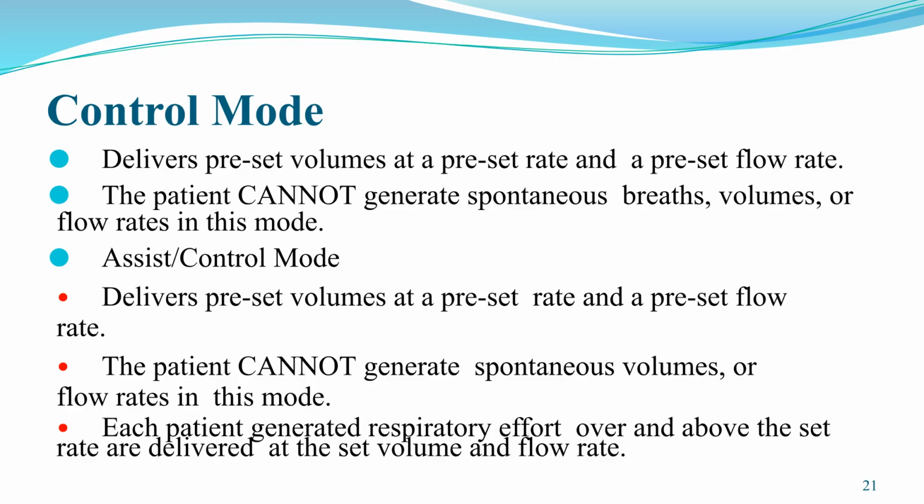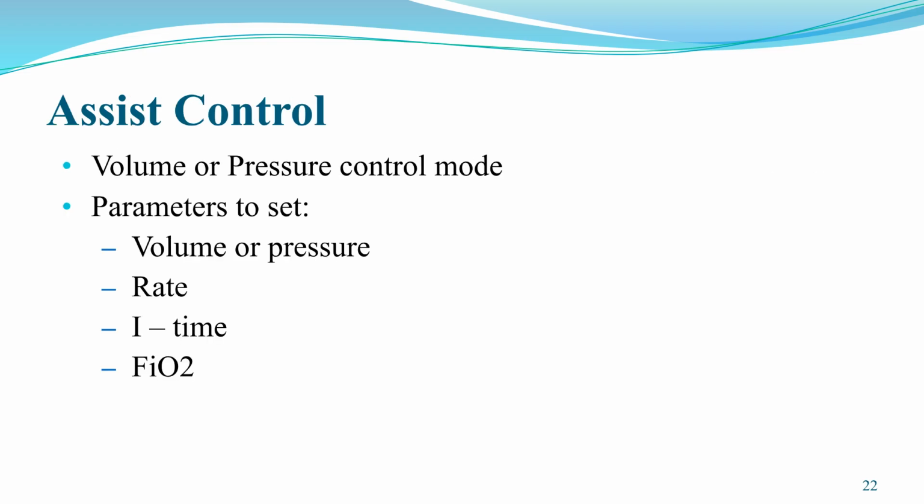In control mode, the ventilator delivers preset volumes at a preset rate and flow. The patient cannot generate spontaneous breaths. In assist/control mode, the ventilator delivers set volumes and flow, but each patient-generated effort is also delivered at the set volume and flow rate. Assist control is a volume or pressure control mode.